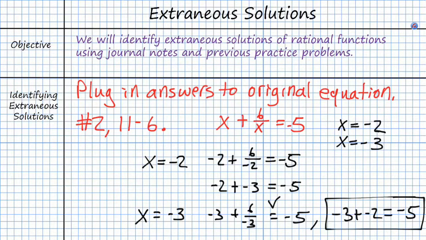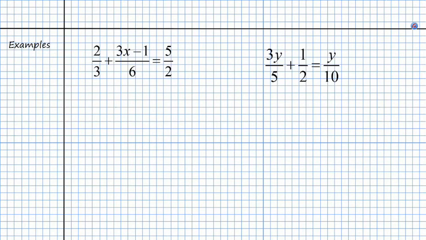All right, so let's just do another couple of practice problems. So we have 2/3 plus (3x minus 1) over 6 is equal to 5 over 2. So again, we're going to want to find a common denominator for all three of these denominators. And we're going to find that the least common denominator is going to be 6. So we need all of the denominators to be equal to 6. So we're going to multiply everything by 6.